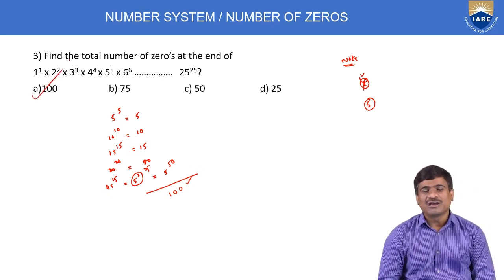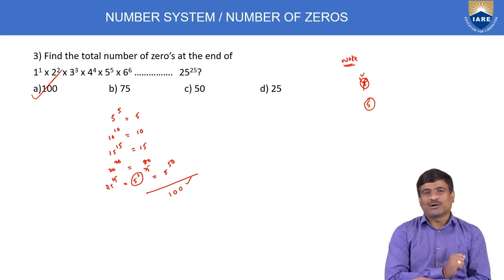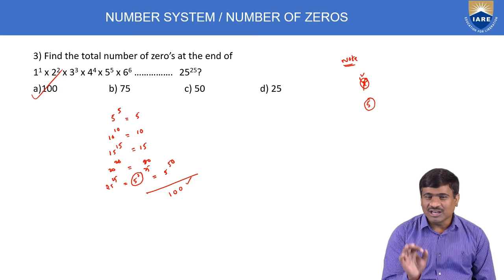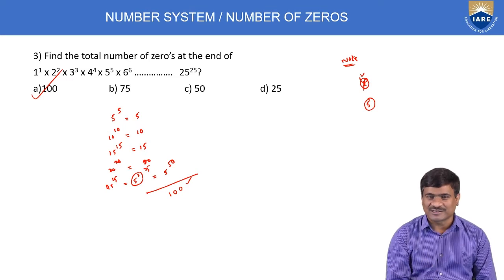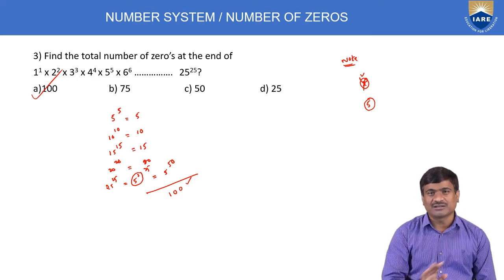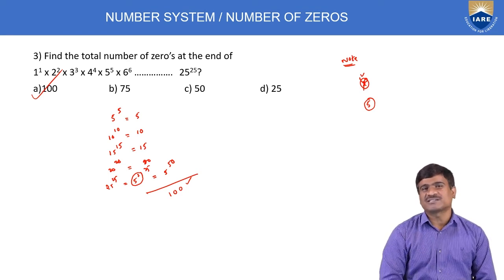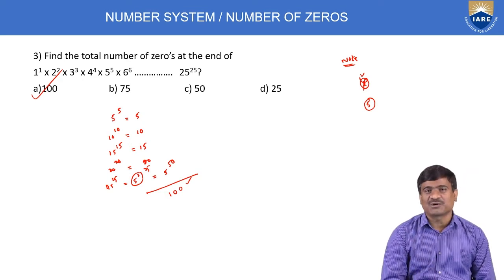This is about the number of zeros concept. Once again, here two methods are important. First method: if the problem does not belong to a series, then you calculate the total number of 2s and the total number of 5s. But always consider only 2 multiples and 5 multiples. Other numbers are negligible. Next, if the problem belongs to the series concept, then calculate only number of 5s. Don't consider number of 2s.